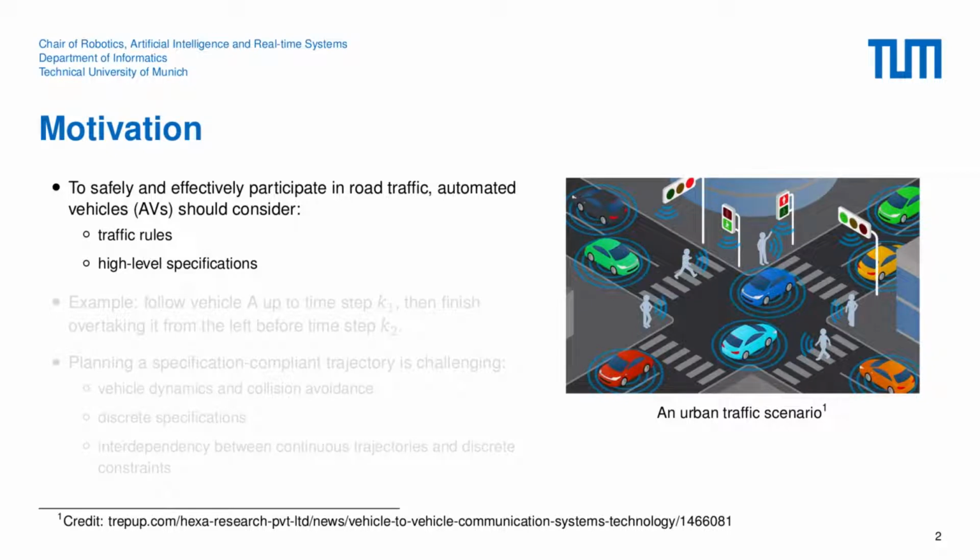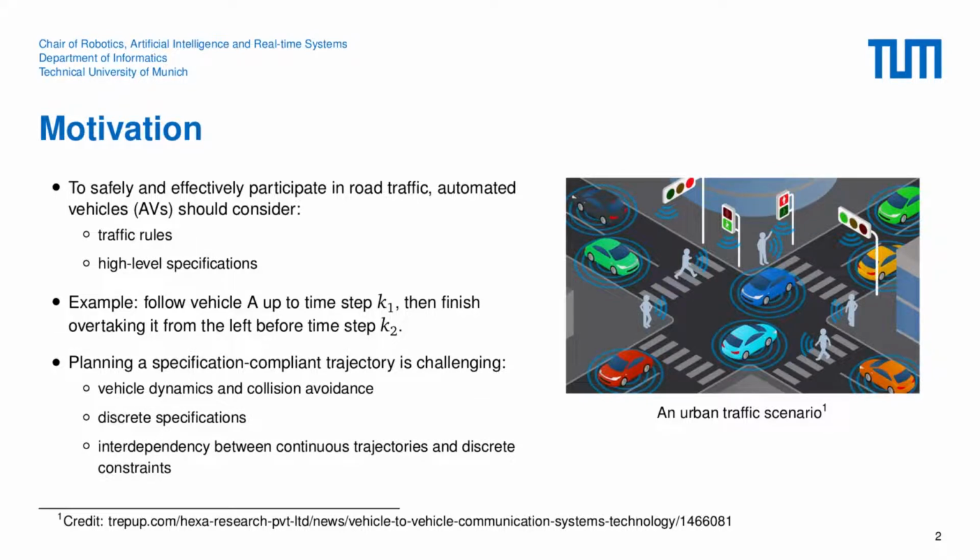Highly automated vehicles, or AVs for short, promise increased road safety compared with human-driven ones. To safely and effectively participate in road traffic, AVs should explicitly consider compliance with traffic and handcrafted rules. Compliance with the former exempts manufacturers from potential liability claims in case an accident happens, whereas the latter contribute to finding motion plans that meet specific requirements. An example of which can be: follow vehicle A up to time step K1, then finish overtaking it from the left before time step K2.